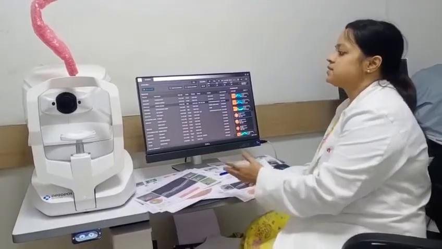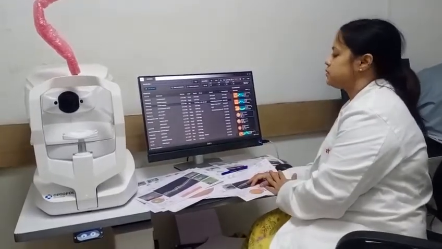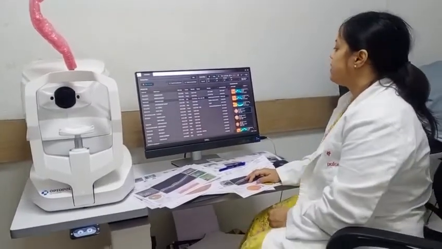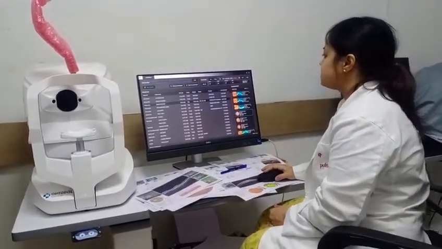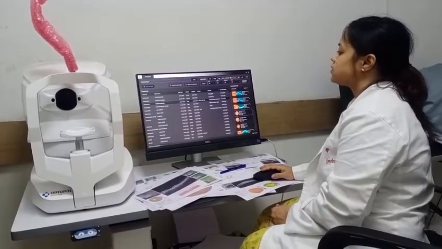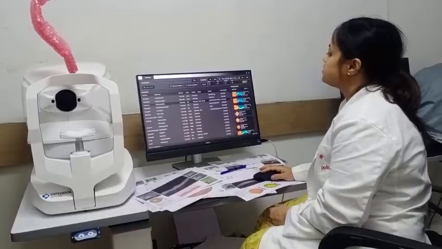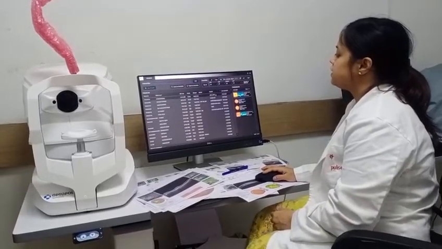I'm using this Optopol OCT machine for 4 to 5 months, and diagnosis and treatment wise, it is an awesome machine for me as well as patients. So we can start with optic neuritis.